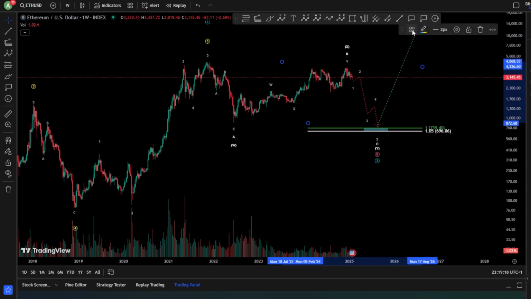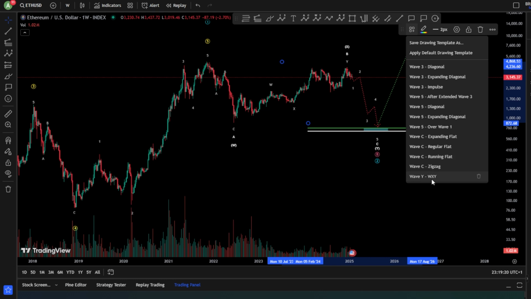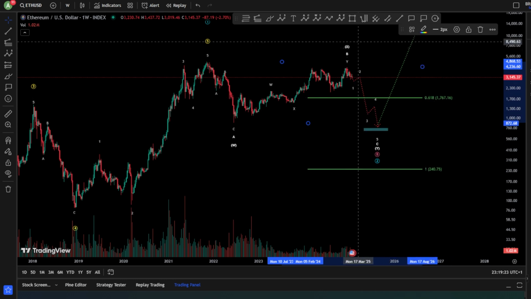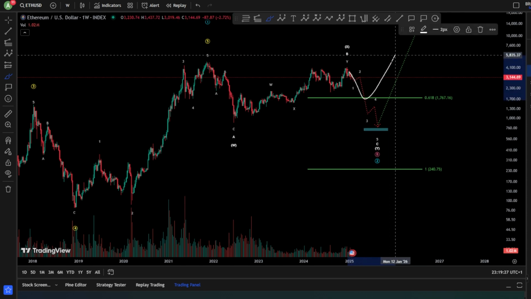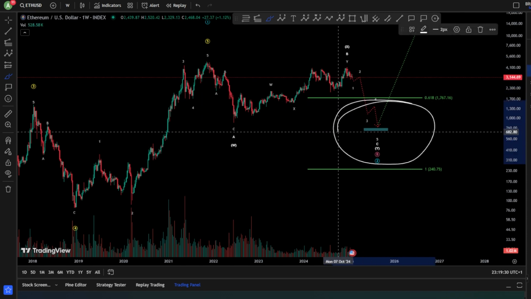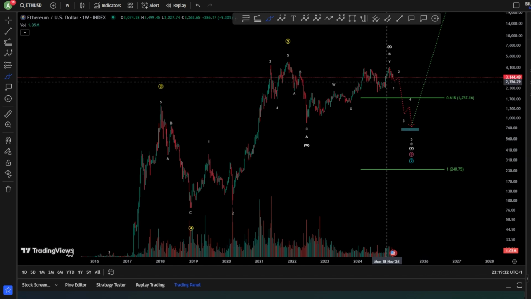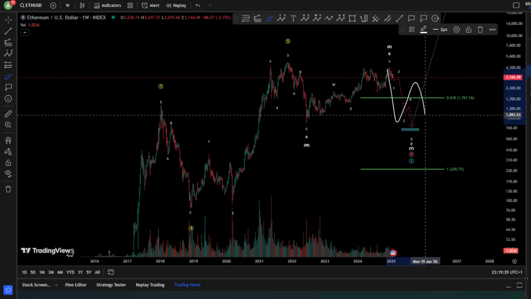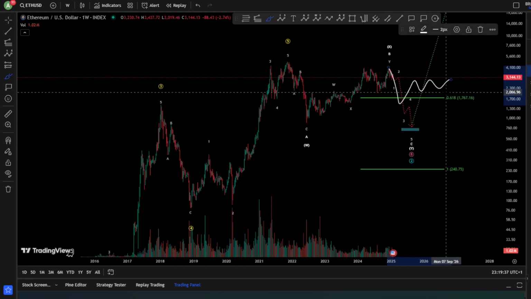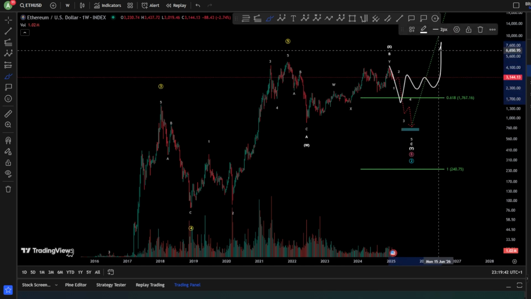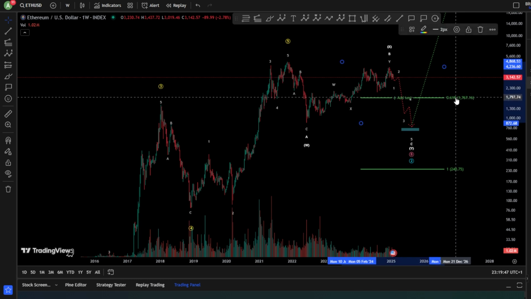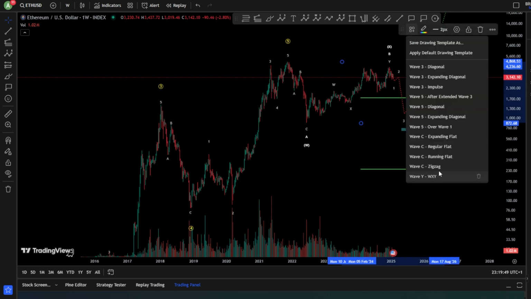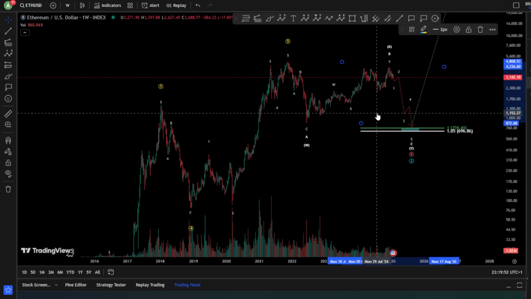But you would like to see a WXY here much better, because it gives you a chance to retrace from the 0.618, 1,767. Knowing that the range of a WXY can be wide, because it can be a zigzag, a flat, or a triangle. Now, in case it is a triangle, it can be like that, and then moving higher directly. So these are the possible scenarios, guys, the only possible scenarios right now for Ethereum that I see.